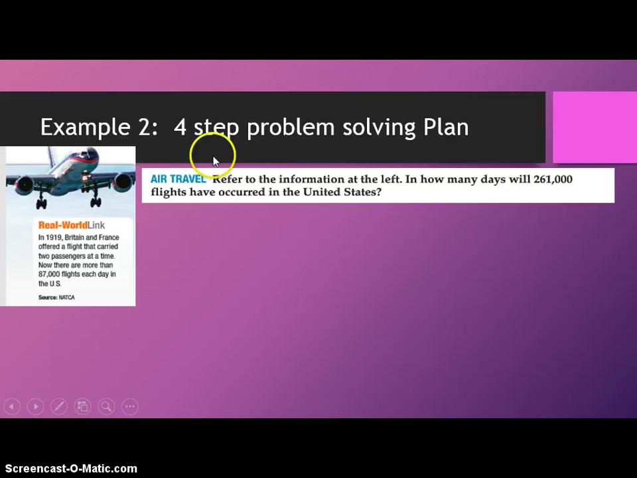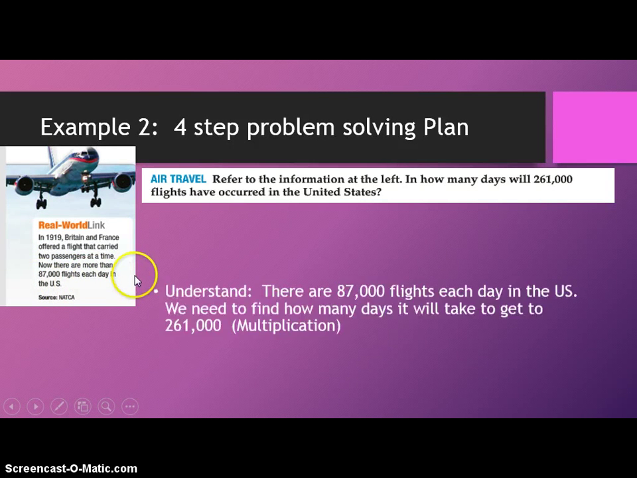Example 2, we're using a 4-step problem-solving plan. Okay, here's our problem. Refer to the information on the left. In how many days will 261,000 flights have occurred in the United States? Well, we're looking through here. Now there are more than 87,000 flights each day in the U.S. Okay, so what do we know?